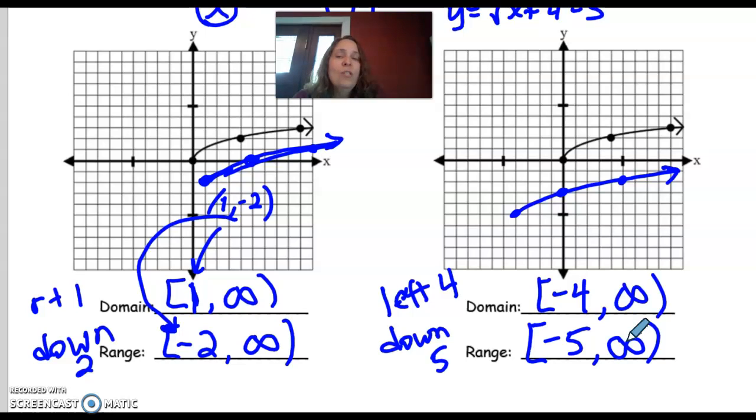And remember, you can always use Desmos and your calculator to help you visually see what these graphs look like as well.